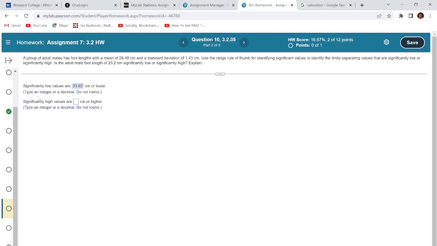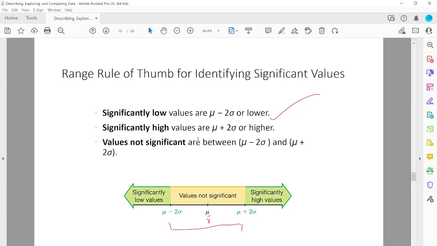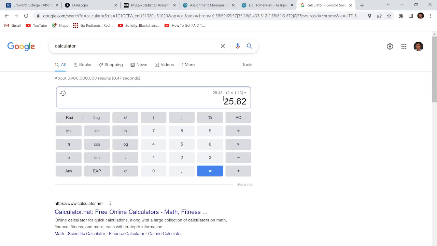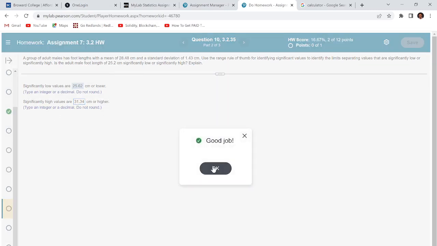Yes, it's right. For the significantly high value, we are going to use the same calculator, but this time instead of minus it's supposed to be plus. As you can see here, for the significantly high value we need to calculate the mean plus 2 times the standard deviation. So the mean is 28.48 plus 2 times the standard deviation, in this case 1.43. So anything greater than 31.34 is a significantly high value.